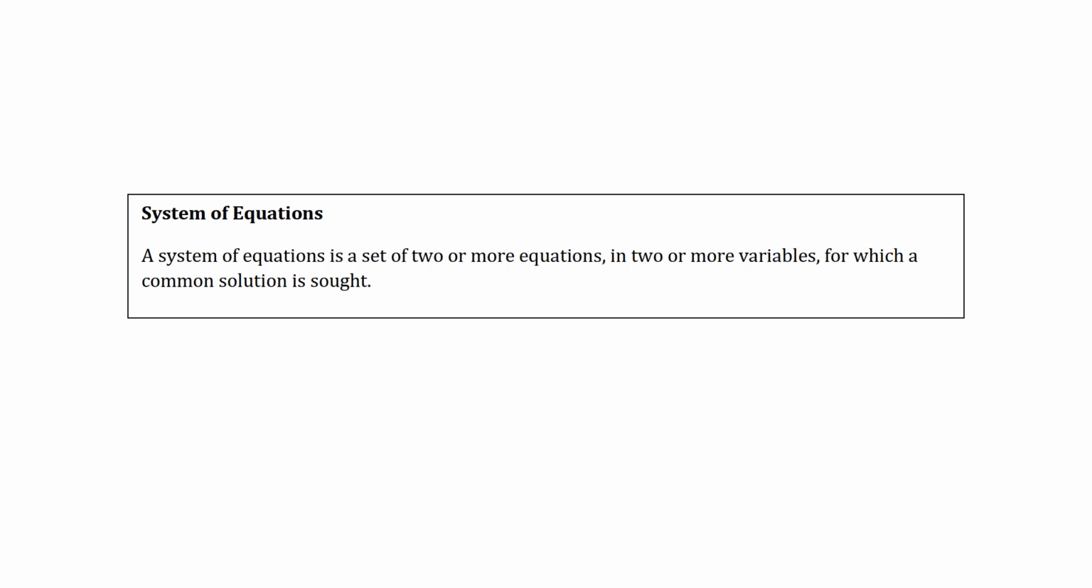First, we have the definition for a system of equations. It states here that a system of equations is a set of two or more equations and two or more variables for which a common solution is sought. In the next set of examples, we're going to solve a system of two equations with two variables using different methods.